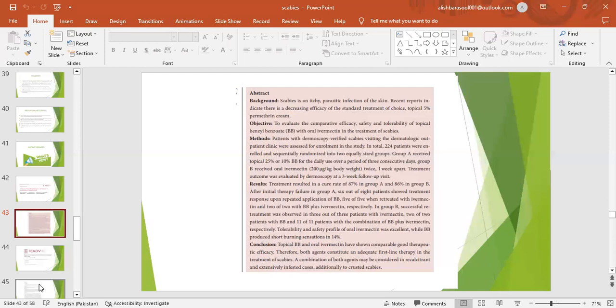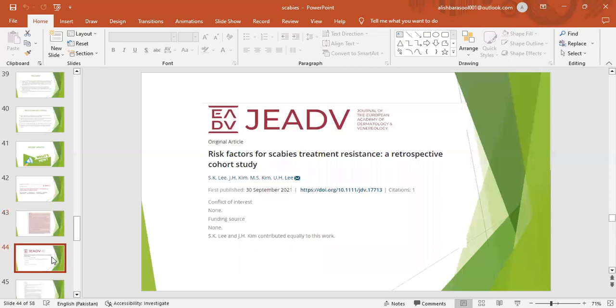Tolerability and safety profile of oral ivermectin was excellent, while benzyl benzoate produced short burning sensations in 14%. Conclusion: topical benzyl benzoate and oral ivermectin have shown comparable good therapeutic efficacy. Therefore, both agents constitute an adequate first-line therapy in the treatment of scabies. A combination of both agents may be considered in extremely infested cases, in addition to crusted scabies. Risk factors for scabies treatment resistance: a retrospective cohort study.